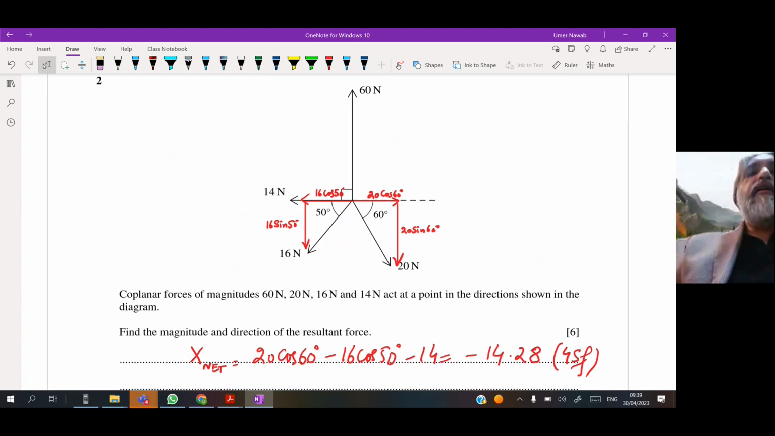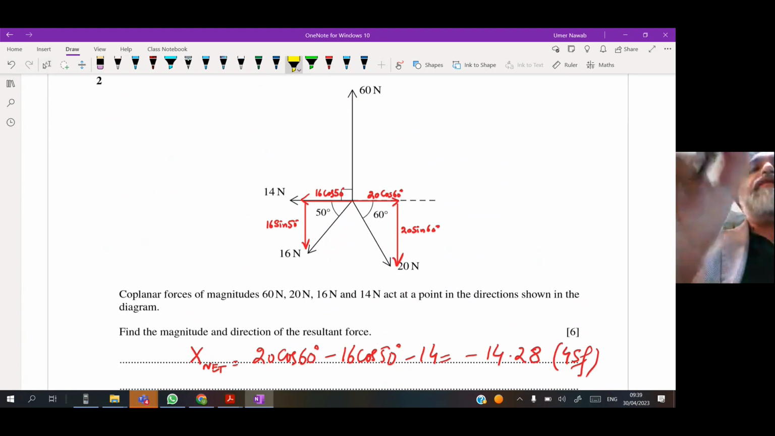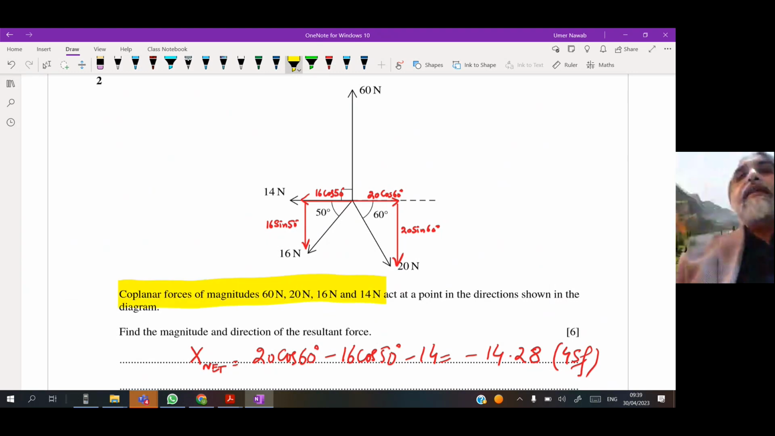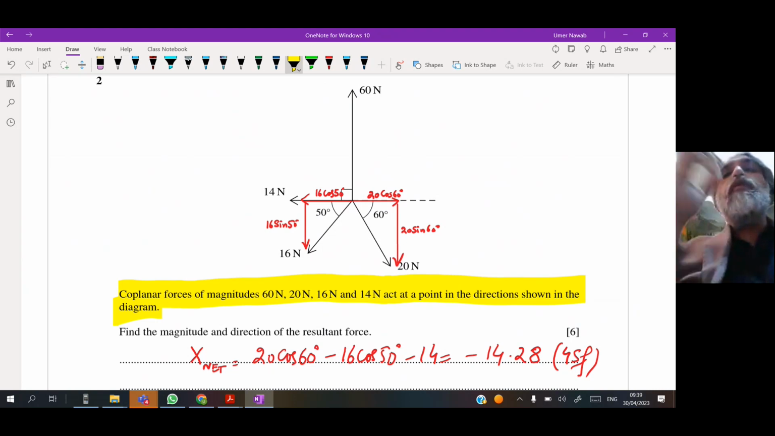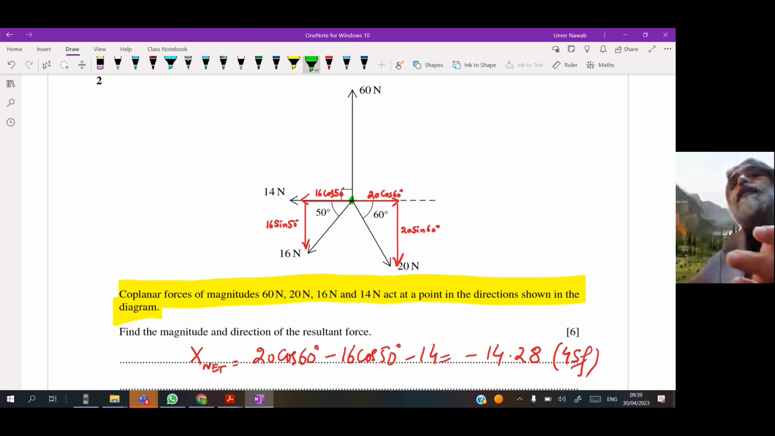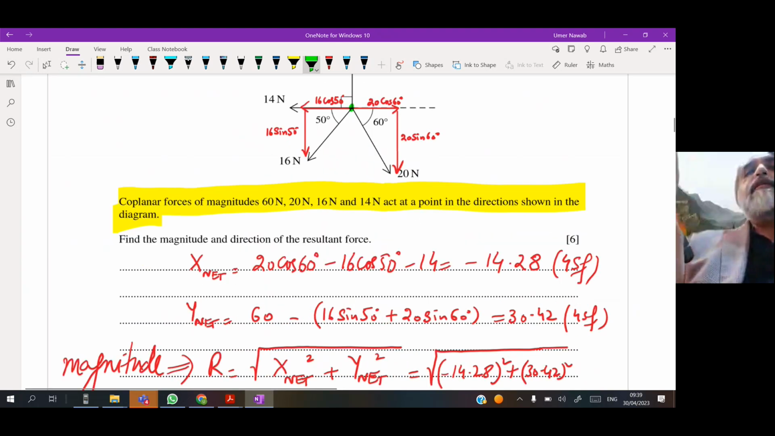The question says there are 4 coplanar forces, meaning these forces are acting in the same plane. Now it asks what is the magnitude of the resultant. When the 4 forces are acting at this point, where will the body go and what amount of force will be acting on it? So the magnitude and the direction of the resultant are required in this question.